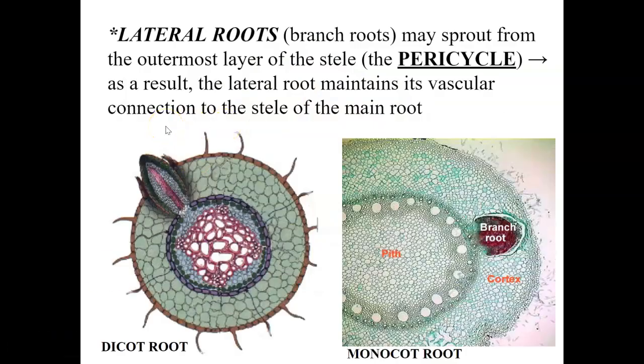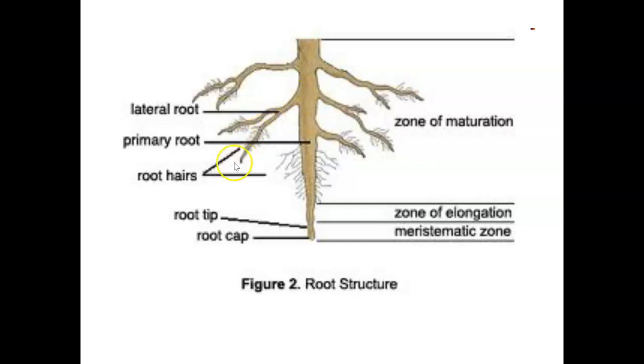Lateral roots are going to be those roots that branch off of the main root. So let's go back a slide, right? All these lateral roots, they are branching off of this main taproot right here. And so how do we ensure that they all stay connected to the vascular tissue? That's what the next slide is going to talk about.